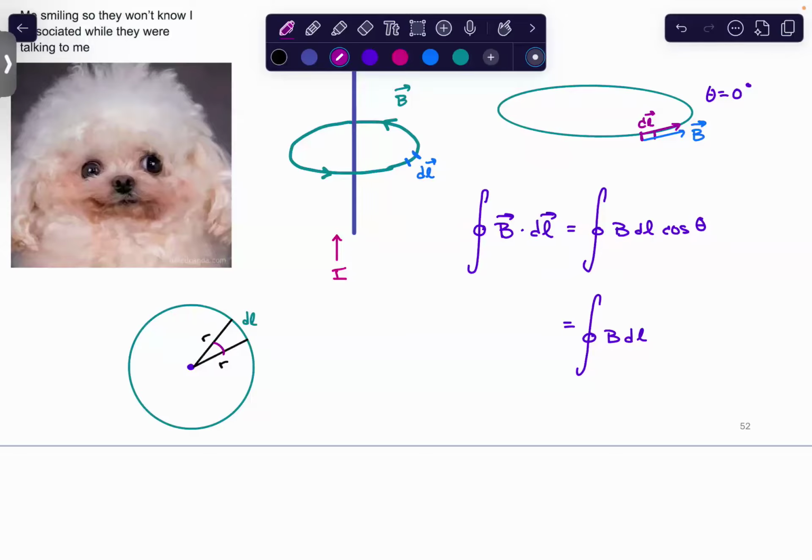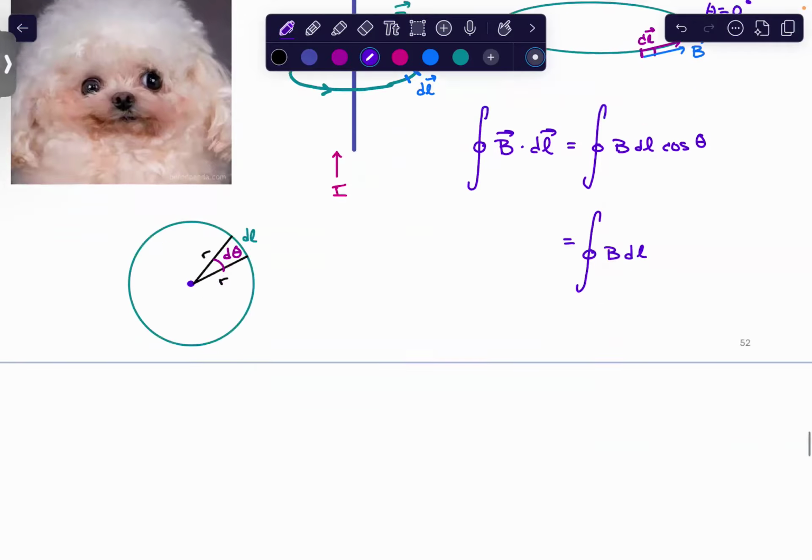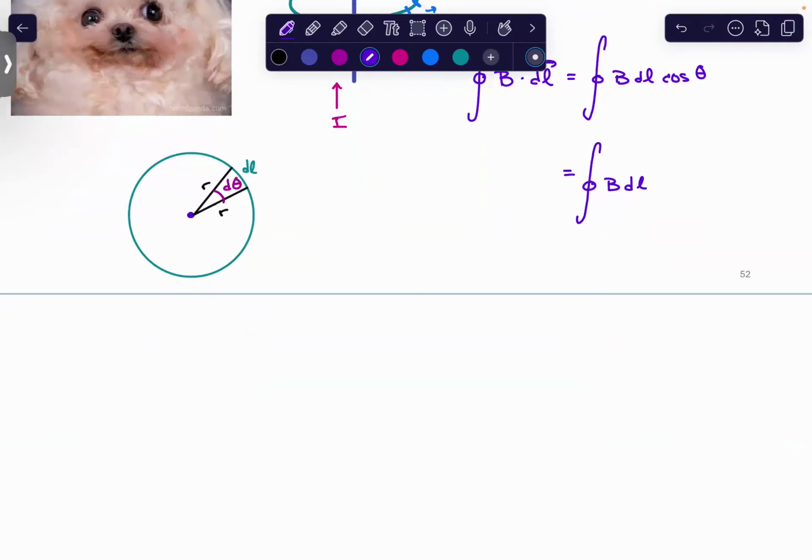So what do I usually label that? Theta, but I've gone an infinitely small arc length. So what is that theta now? Yeah, so this is d theta. So instead of delta L and delta theta, we have dL and d theta. So what that means, first off, is that the magnetic field is a constant, so it pulls out of the integral.